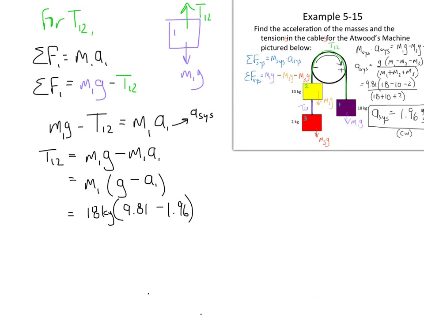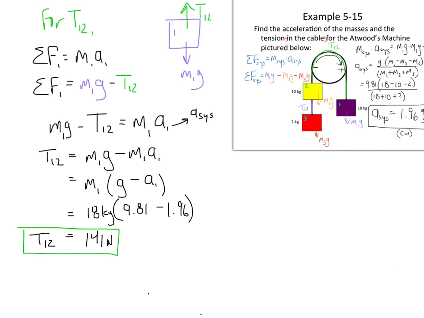So, what does that add up to? What is the tension between box 1 and box 2? You might see the green one. In fact, I kind of strayed away from my green notation right there, but I'll box it in green. 18 times a quantity 9.81 minus 1.96. I get 141 newtons. And that's going to be our tension between box 1 and box 2.